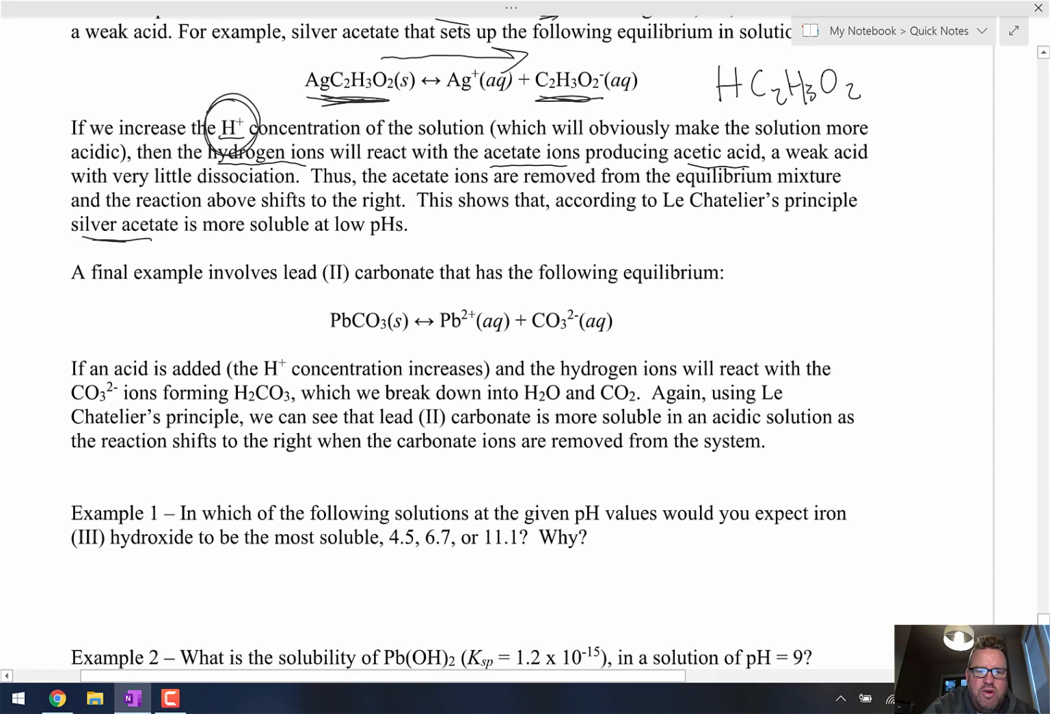Okay, one final example could be lead 2 carbonate. We've got that equilibrium system with lead ions and carbonate ions. If you add an acid to that solution, so you lower the pH, you add some strong acid to it, those hydrogen ions are going to react with the carbonate, which theoretically should form H2CO3, but we've talked about this a few times this year. Anytime you form H2CO3, that breaks down into just water and carbon dioxide. Either way, you're removing some carbonate ions from the solution. That's going to make PbCO3 more soluble. That's going to cause a shift to the right. Okay, a couple of examples here.